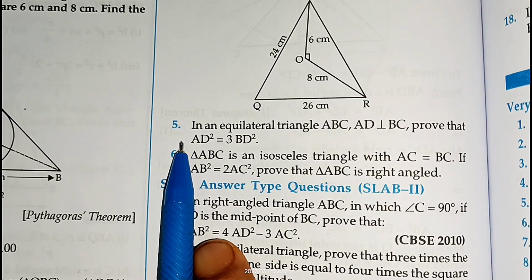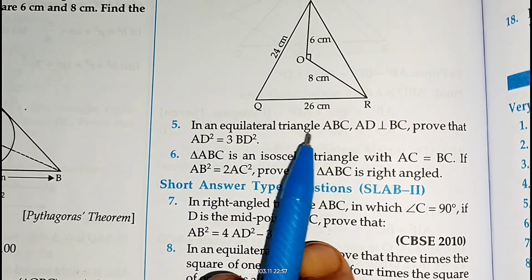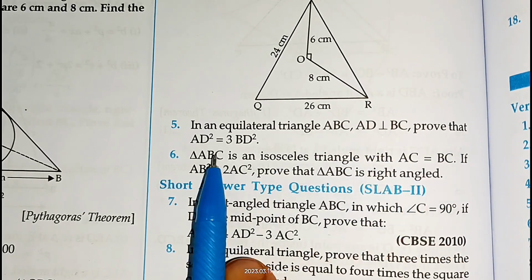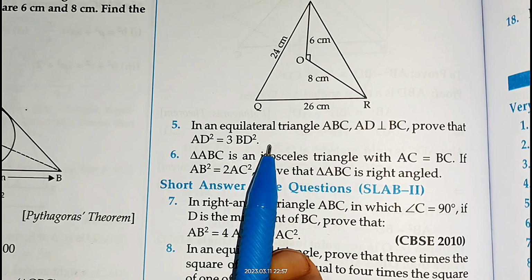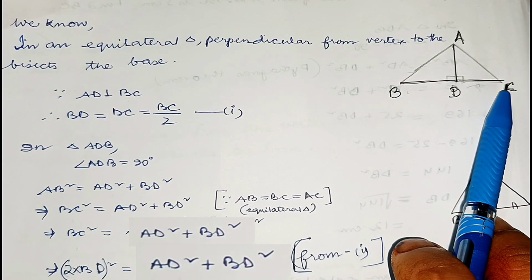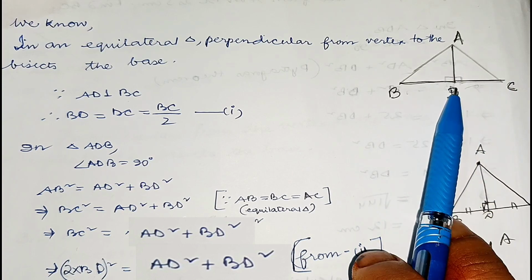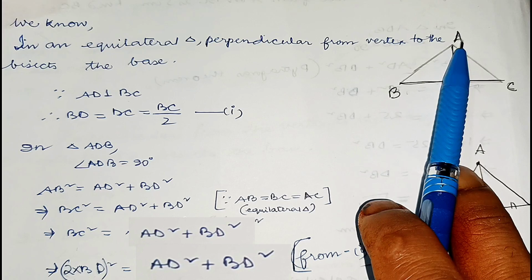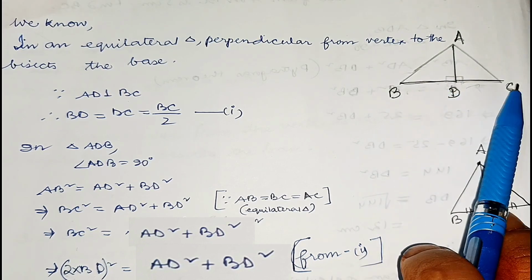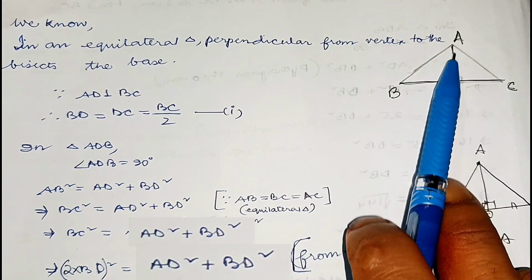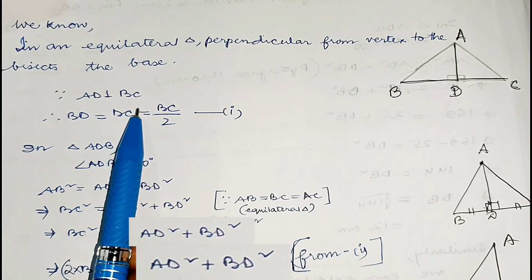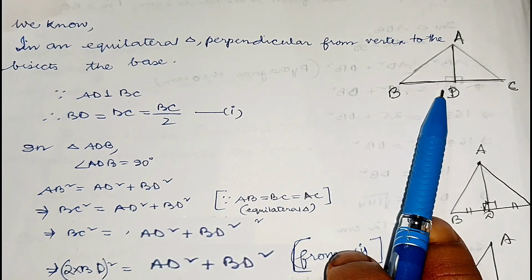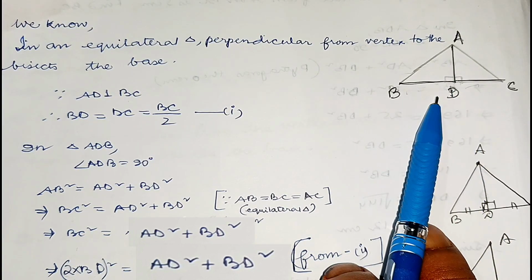In question number 5, it is given that in an equilateral triangle ABC, AD is perpendicular to BC. Prove that AD square equals 3BD square. Suppose ABC is the equilateral triangle in which AD is perpendicular to BC. Now we know in an equilateral triangle, the perpendicular drawn from the vertex to the base bisects the base. Since AD is perpendicular to BC, BD equals DC equals BC by 2.